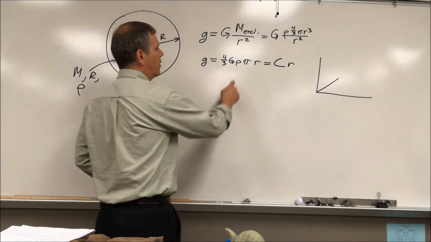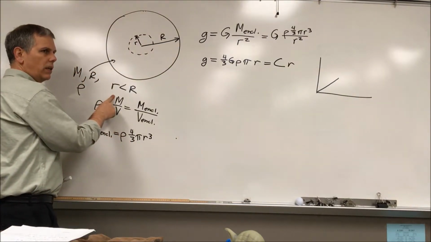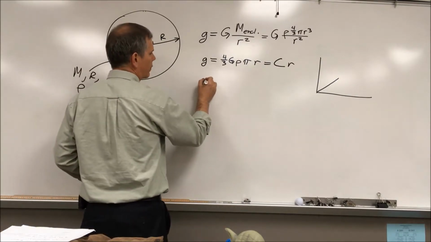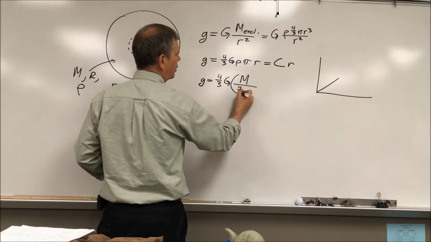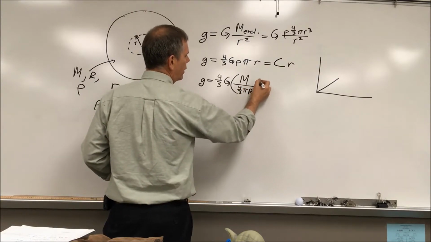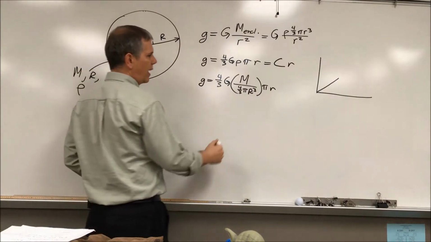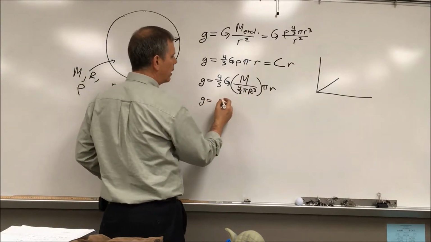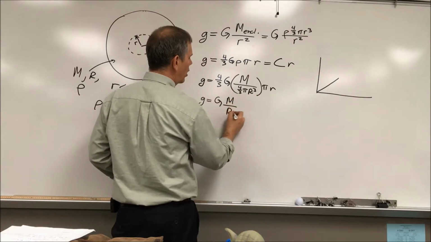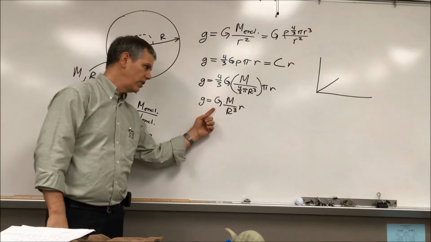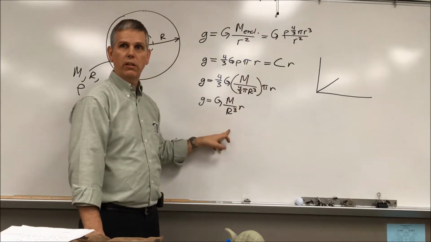Let's move on. Let's take this, however, and I wanna put rho back in. And rho equals total mass divided by total volume. So let's plug that in. g equals 4/3, big G, my total mass divided by my total volume, big R cubed, pi, r. What do you see about those 4/3? They cancel out. And the pi is canceled, very sad. I hate it when pi is gone. So g equals big G, M over R cubed, times little r. Once again, constant, constant, constant, even though it's a different constant, it's still linear.